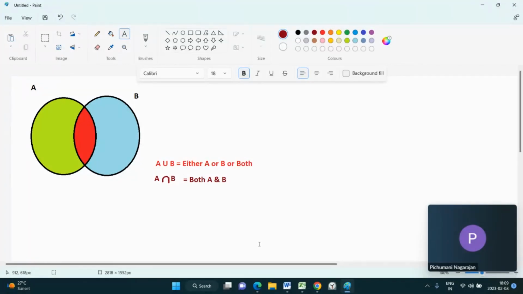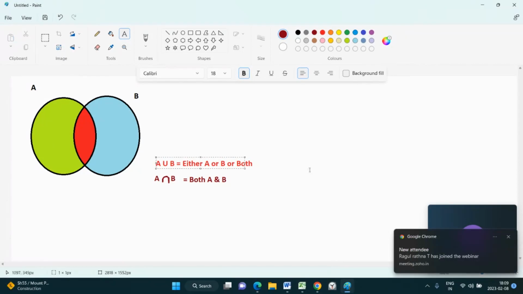In your coding, when you work on some programs, you will need to do all these formulas on your own. Sometimes you will need to know the formula as well.